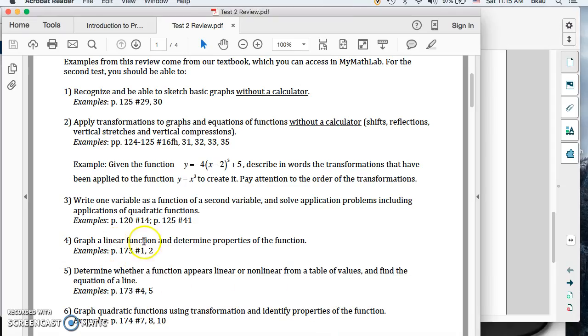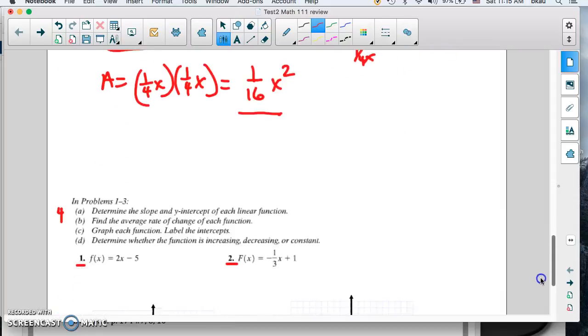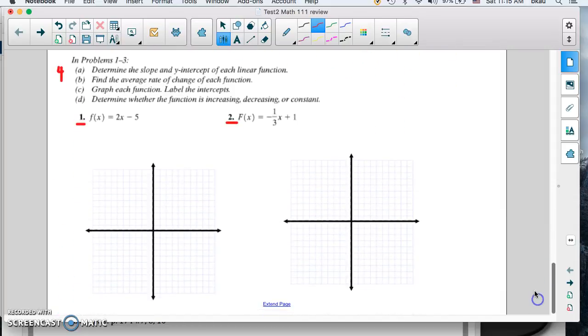Number 4 says graph a linear function to determine its properties. Okay, so here it is here. We're going to graph the function. All right, so I'm just going to use the slope and the intercept. We're going to start with the intercept here. Intercept is -5, so we go down 5, 1, 2, 3, 4, 5, and we put a point right there because that's the intercept.